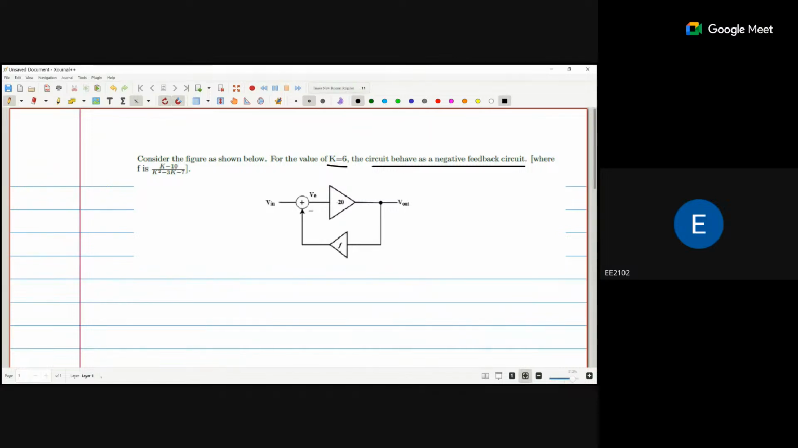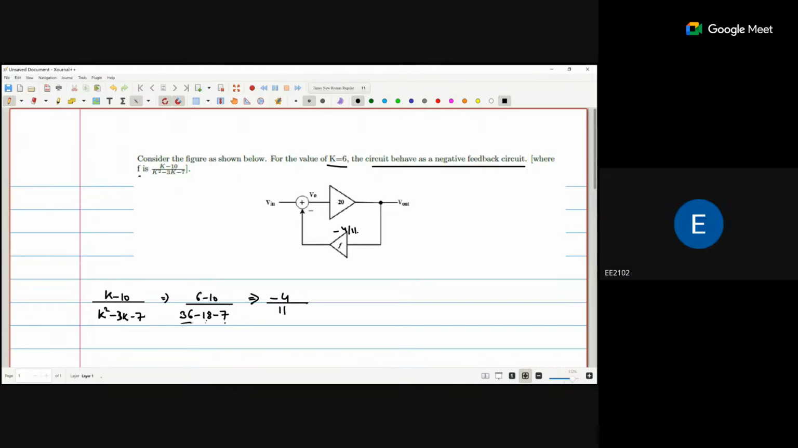So let's see. If I put the value of f here, this is my f. Now I put the value of k: k minus 10 upon k square minus 3k minus 7. I put k is equal to 6, so 6 minus 10 upon 36 minus 18 minus 7. That is minus 4 upon 11. So now I put A as minus 4 by 11. Clear?